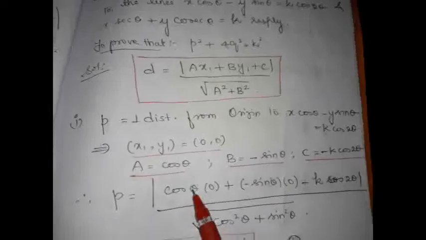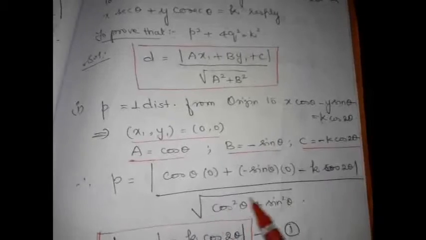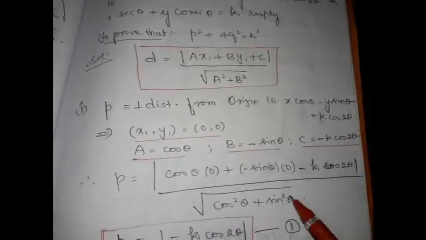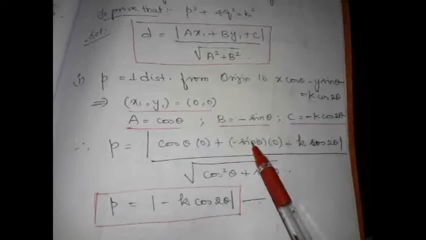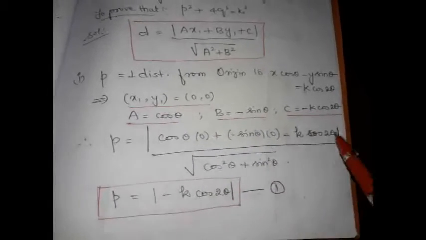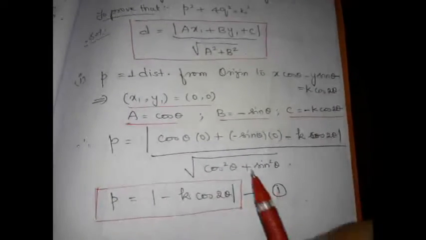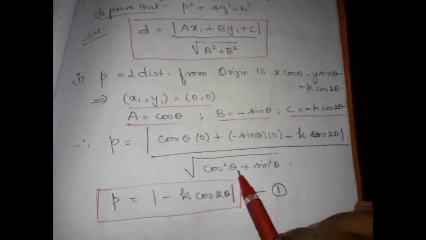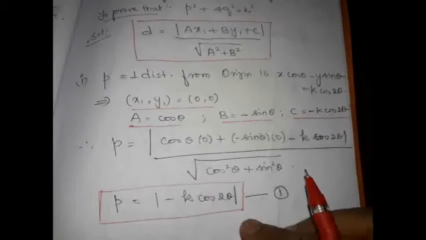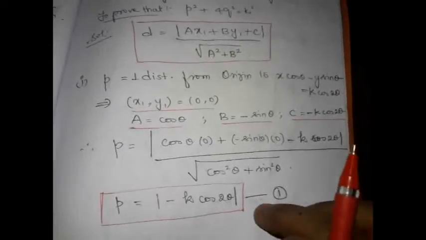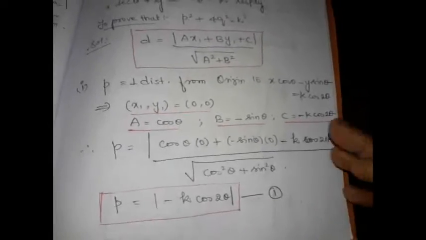A is cos theta into x1, b into y1 plus c divided by square root of a square plus b square. Anyhow, these two terms are going to become 0 because it is multiplied by 0. So minus k cos 2 theta divided by square root of 1, because we know cos square theta plus sin square theta is 1. So we found the value of P. Similarly, we need to find the value of Q, again substituting in the same formula.